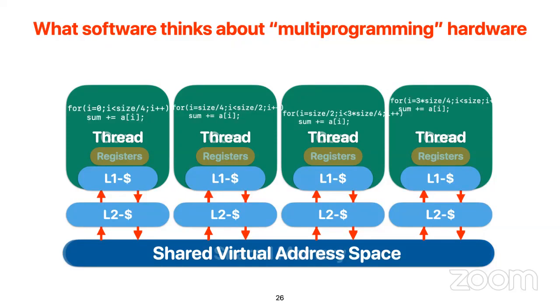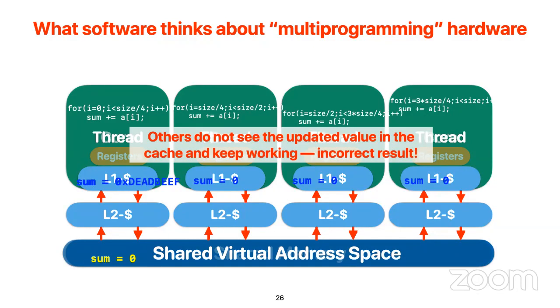So the truth is that you may run different threads on this, and you thought you have sum equal to zero, and thread one thinks sum is equal to zero. Thread two, in the very beginning, everyone thinks sum is equal to zero. However, later on, each thread may update sum differently, and others will not be able to see the updated value in one's cache. And if you keep working on this, there will be different incorrect results, as you can imagine, right?